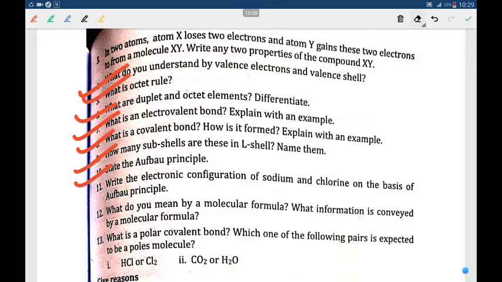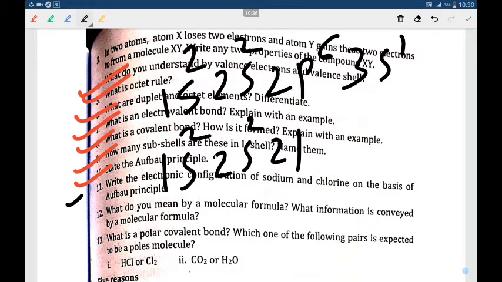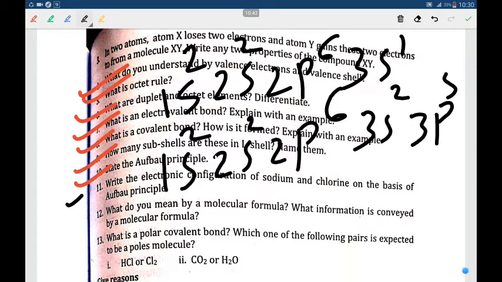Now question number 11. What does the question say? Write the electronic configuration using the Aufbau principle. Sodium 11 means 1s2, 2s2, 2p6, 3s1. Okay, that is sodium. Chlorine: 1s2, 2s2, 2p6, 3s2, 3p5. Okay, it goes like that.